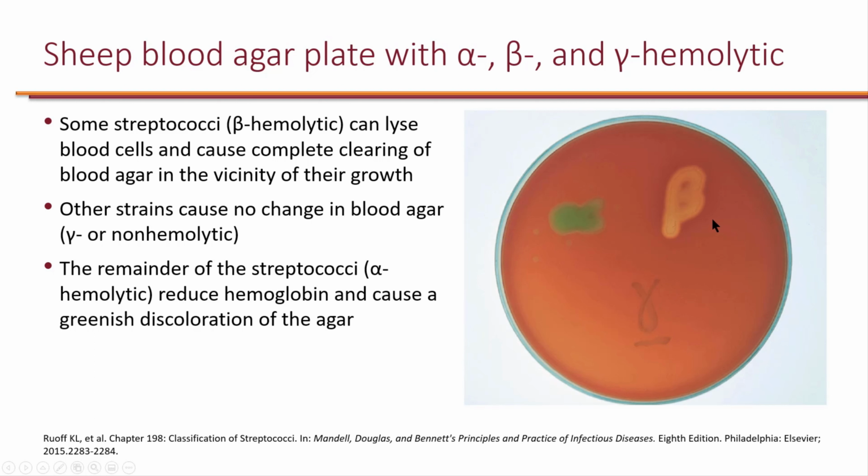So the beta hemolytic group, which you can see in this picture, essentially they lyse blood cells, so they will break it down and it will basically clear the blood, and that's called beta hemolytic strep. And the alpha essentially reduce hemoglobin, and they cause this greenish color. And then there is a third group that don't really do anything to the blood, and these are referred to as non-hemolytic because they didn't break it down.